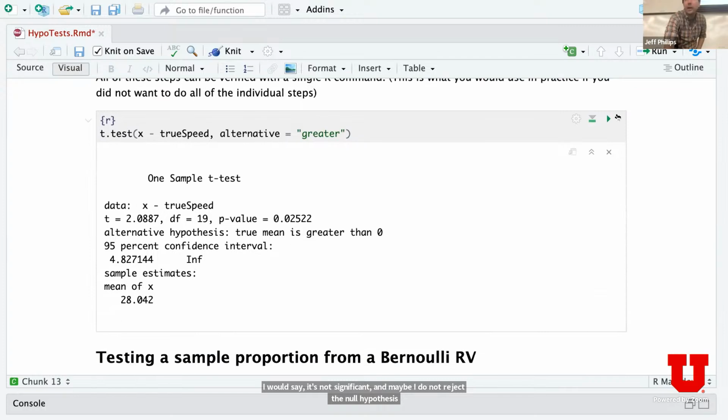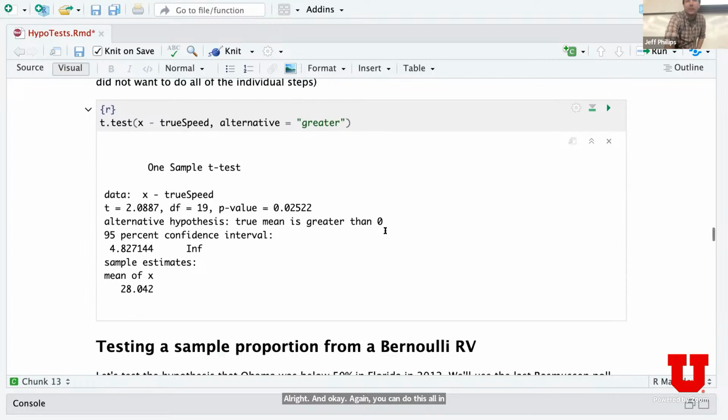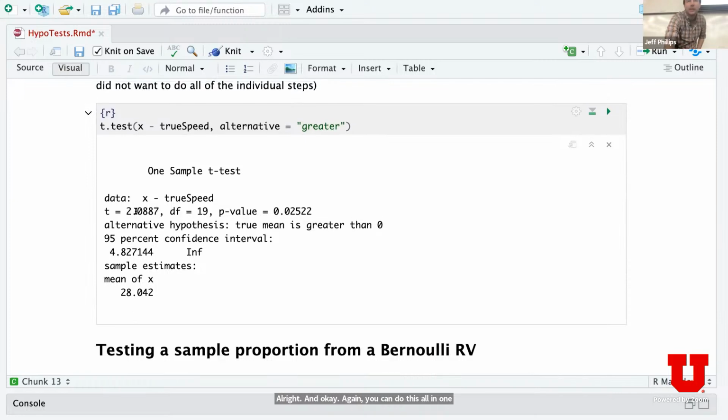Again, you can do this all in one command. This gives me this t-value, which isn't exactly what we calculated, since we calculated it in terms of the sample mean, and the p-value as we did before. It also gave this confidence interval, the 95% confidence interval.